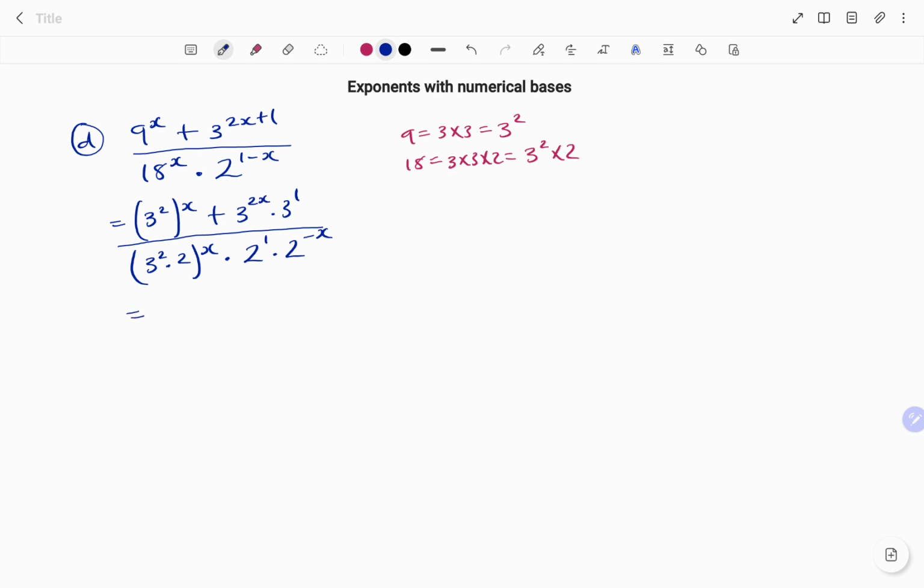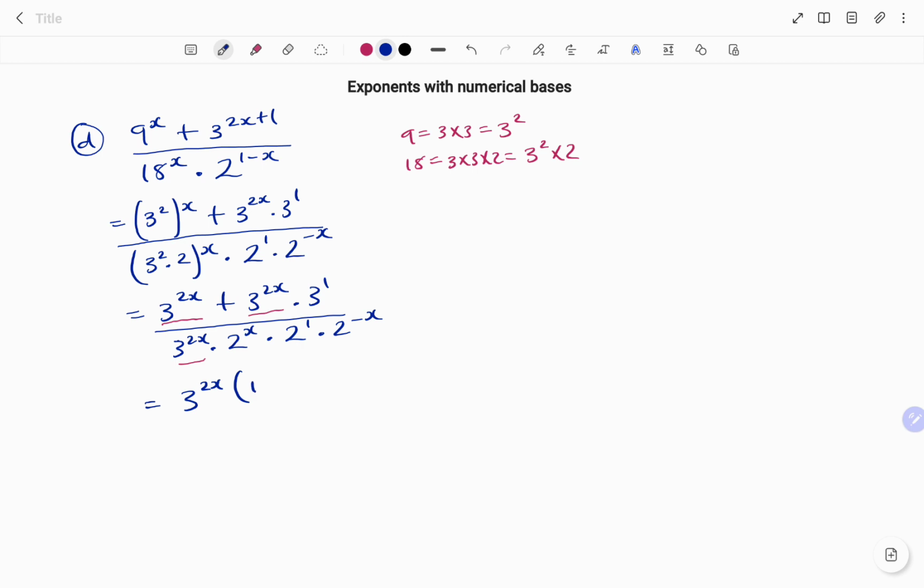If I expand my bracket, I have 3 to the power of 2x plus 3 to the power of 2x times 3 to the power of 1, all over 3 to the power of 2x times 2 to the power of x times 2 to the power of 1 times 2 to the power of minus x. If I check each term, I see that 3 to the power of 2x is common, so I'm going to factorize 3 to the power of 2x at the bottom and at the top.